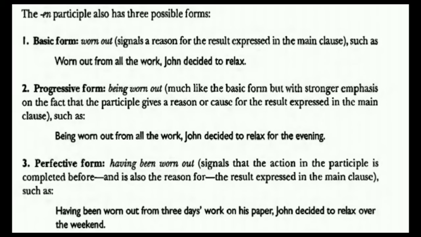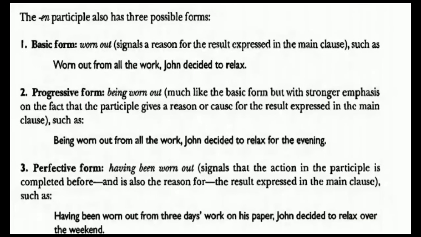the main clause. The en participle number 3 is a perfective form, and the example phrase is having been worn out. Having been worn out from 3 days' work on his paper, John decided to relax over the weekend. Let us always remember that the perfective form signals that the action in the participle is completed before and is also the reason for the result expressed in the main clause.